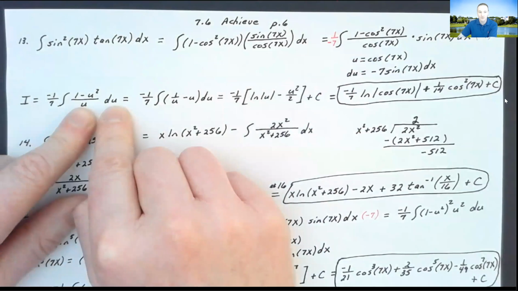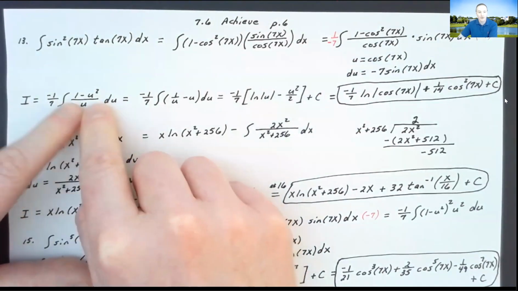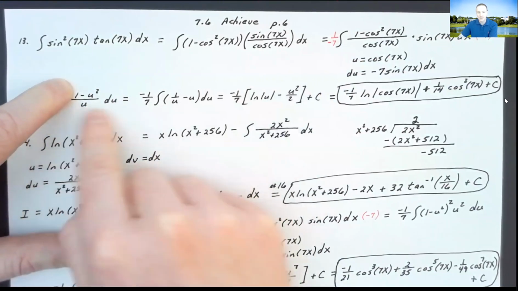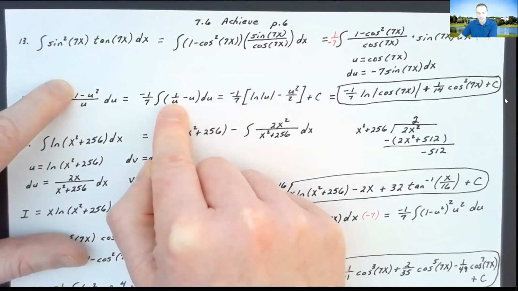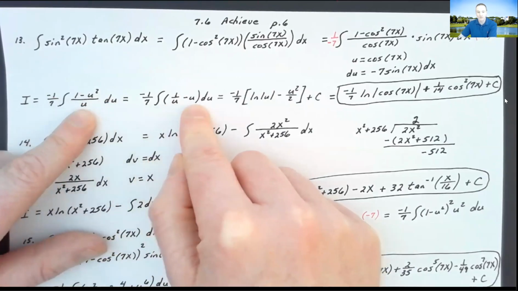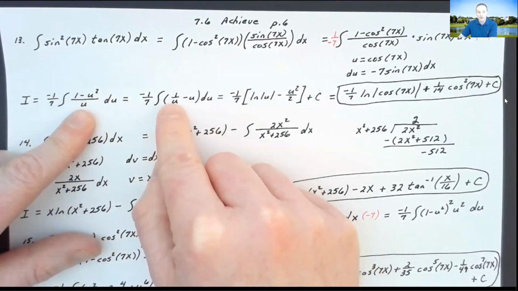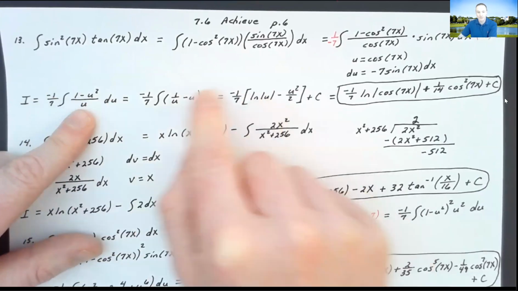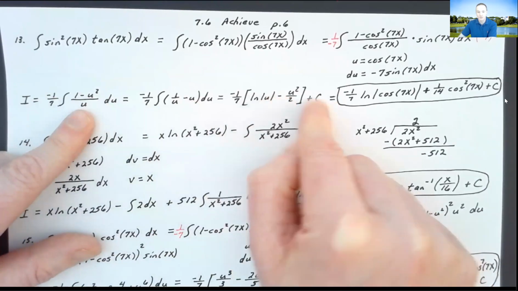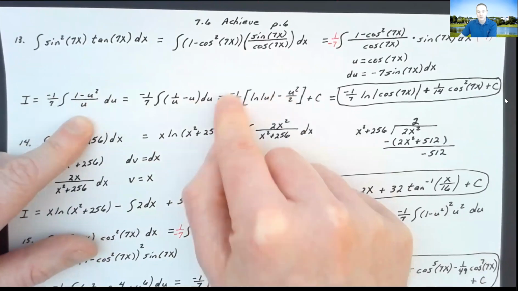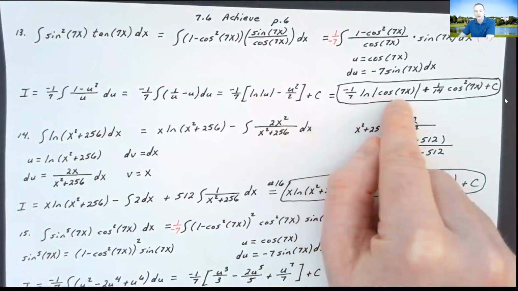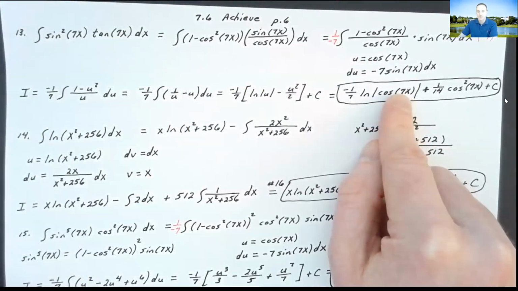Similar to the last problem now, I need to distribute that u into both terms in the numerator. In the first term, I'll just leave it as 1 over u, because that will integrate to be a natural log. The second term, minus u squared over u, just becomes minus u. So we'll integrate. The first term is the natural log, the absolute value of u. The second term is going to be u squared over 2, and we have plus our constant of integration. Negative 1/7 out in front is going to distribute to both terms to give me negative 1/7, natural log of the absolute value of u, which is cosine of 7x.